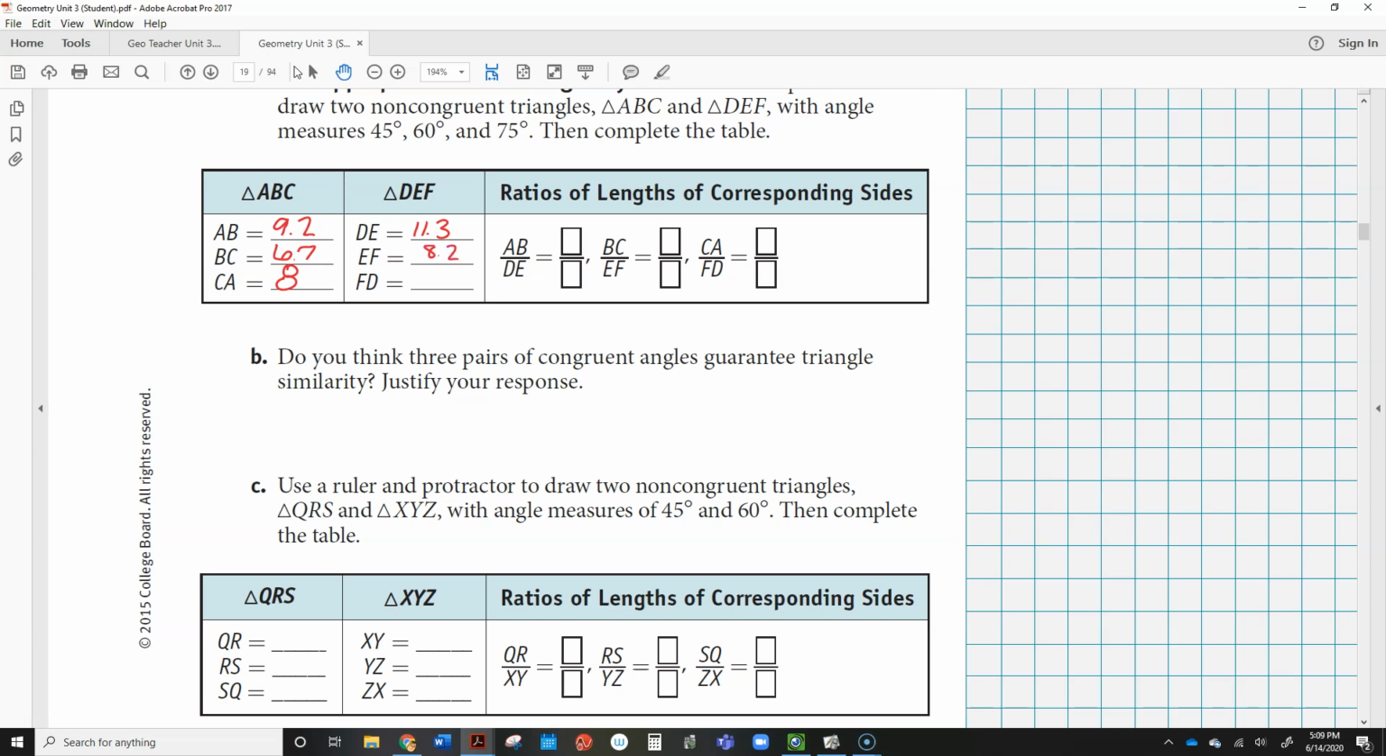And I don't know why I have 7 right there. DF was 10. I made it be 10. I had 7 on my paper. I do not know why it was 7, because it was 10 units long.